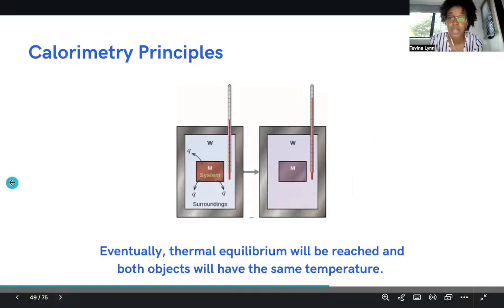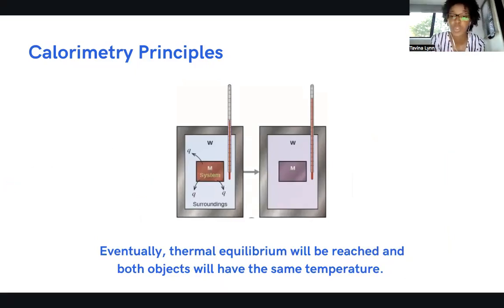So eventually, the heat from the metal will escape into the water until a point where thermal equilibrium will be reached, meaning that the temperature of the metal and the water will be the same. That is what thermal equilibrium means. This is my notion of equilibrium using my hands, where the metal and the water are at the same temperature.